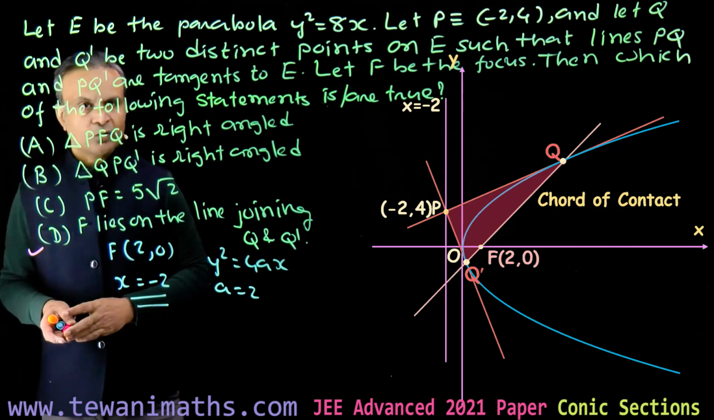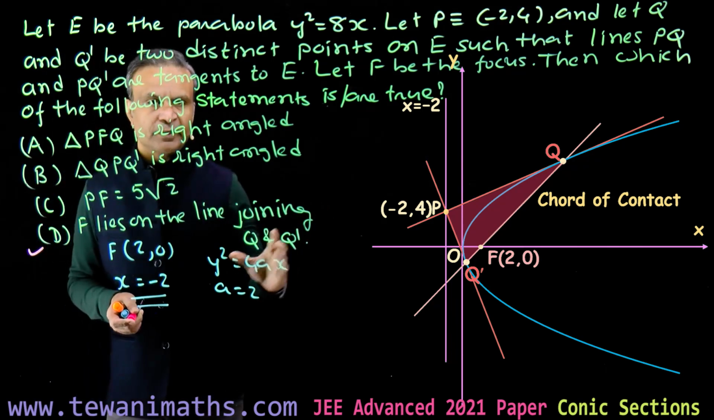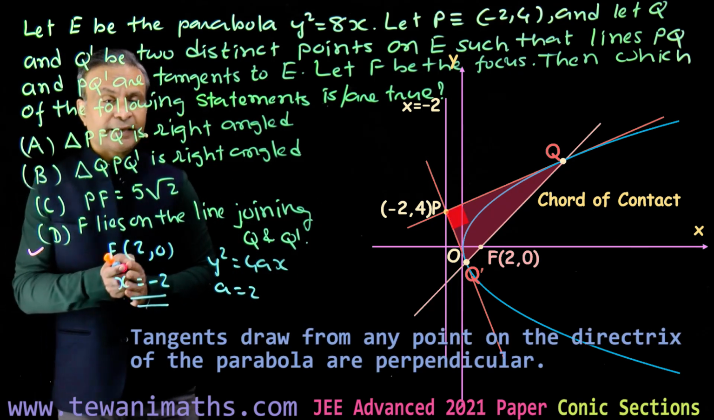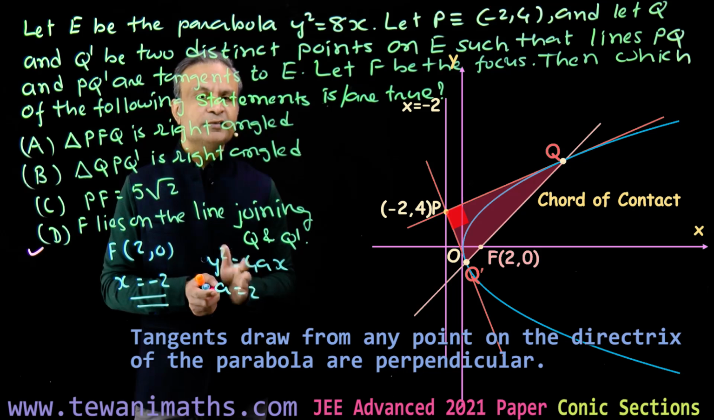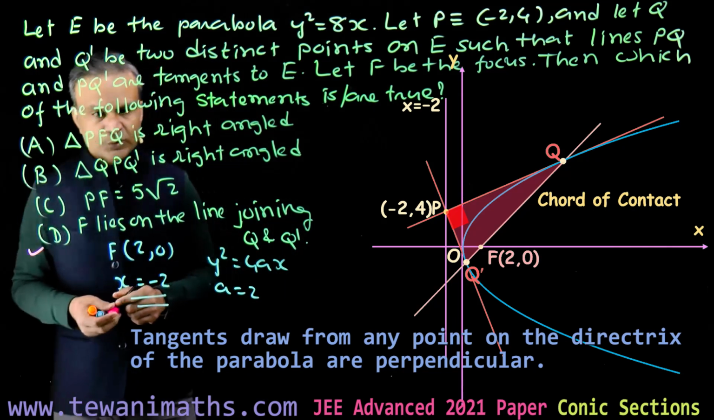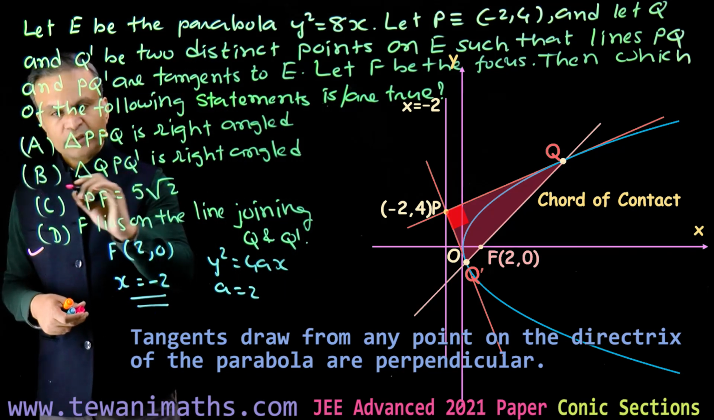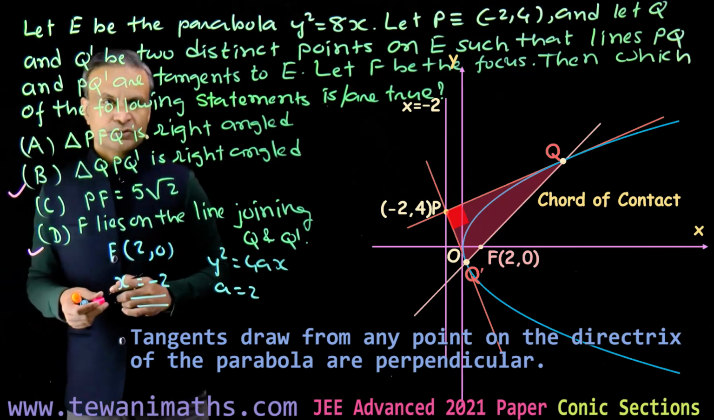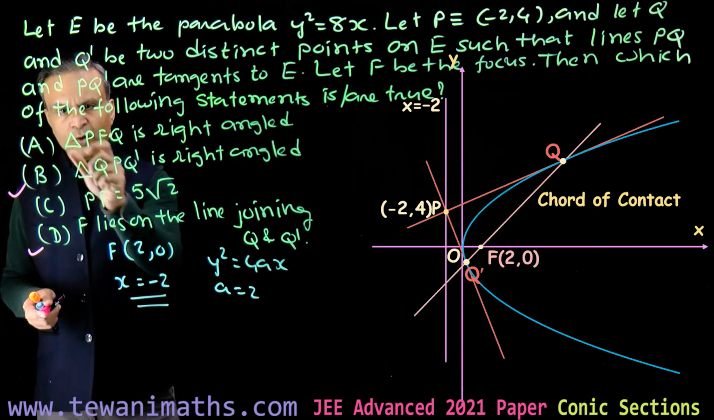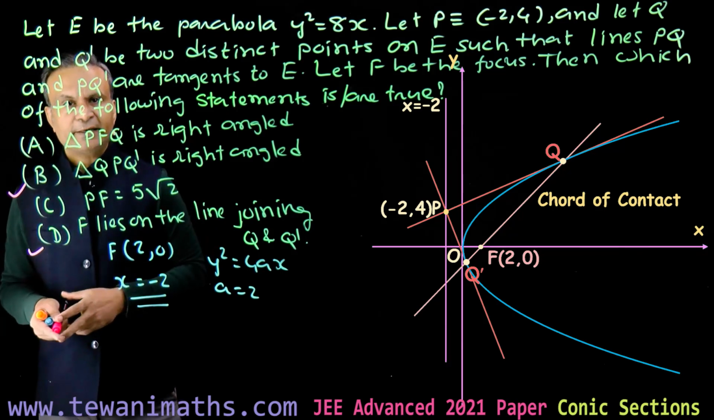This is also a property of tangents of the parabola, that tangents drawn from any point on the directrix are always perpendicular. Okay, so triangle QP dash is right angle. This option is also correct. Then option A, triangle PFQ is right angle.